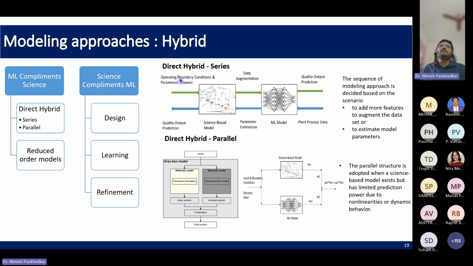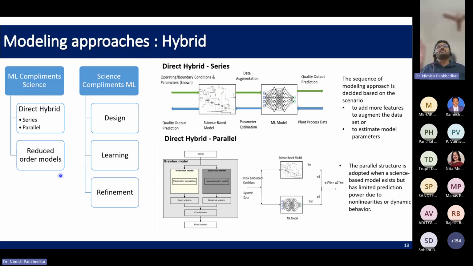So the first way is, in ML complementing science, you can have a direct hybrid model wherein you first use science and then you use ML. So that is a series approach. Or you can have both in parallel and then combine them. Or the third way is to have a reduced order model.